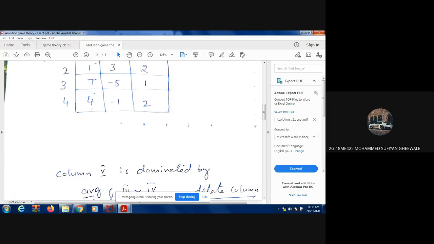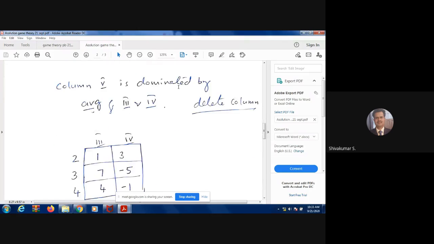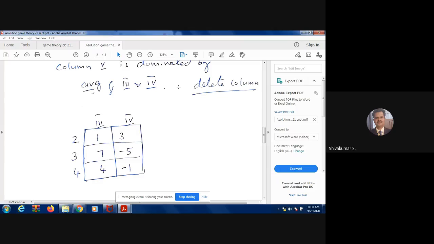Now you have the matrix reduced to a 3 by 2 matrix. See this matrix you got now: 2, 3, 4 and 3 and 4. 1, 3, 7, minus 5, 4, minus 1. Now check out once again the average of 2, 3 with respect to 4, or 3, 4 with respect to 2, and tell me which is going to dominate.